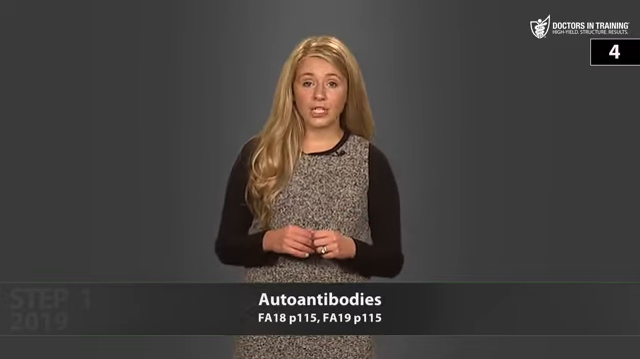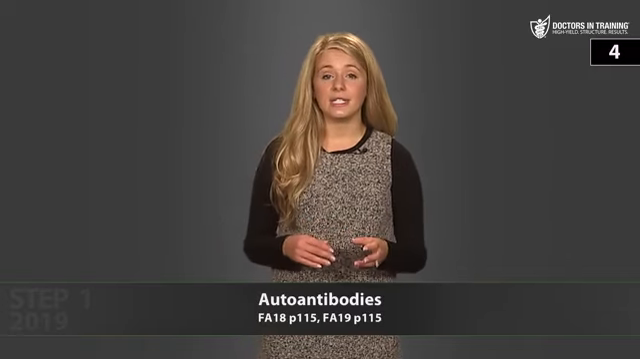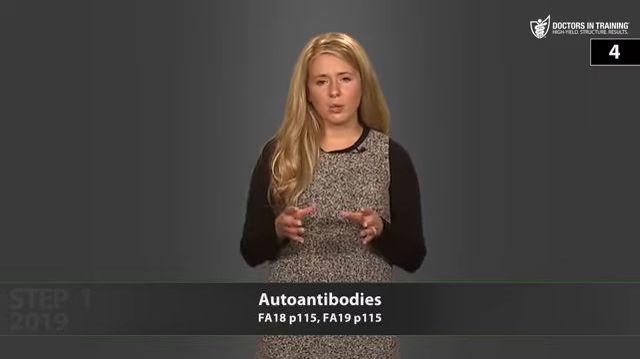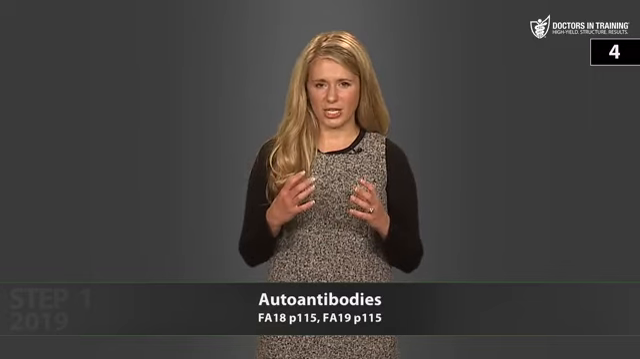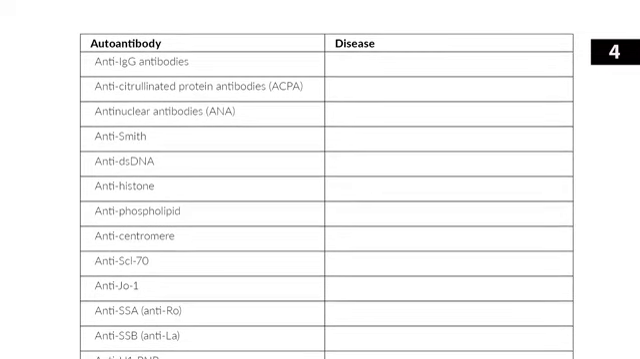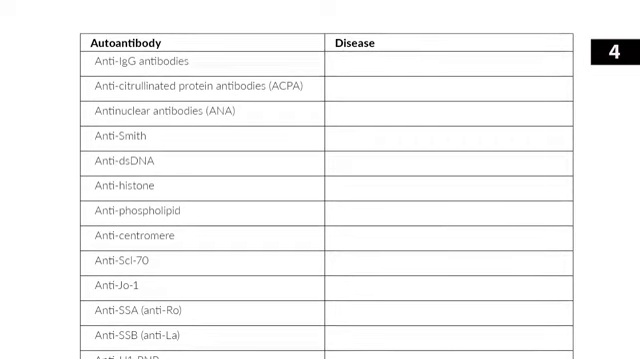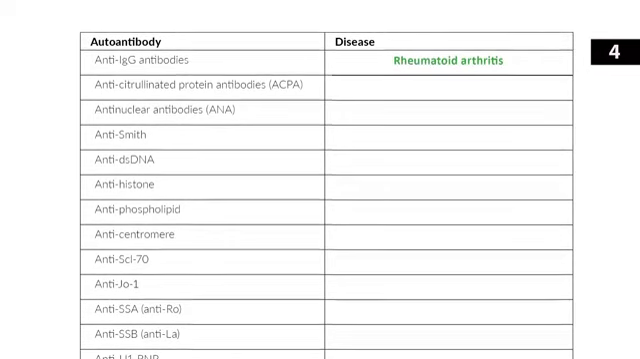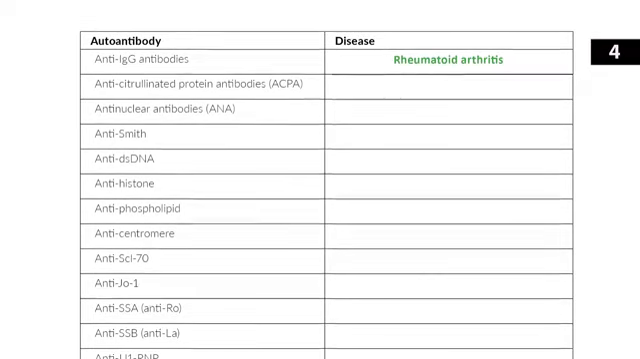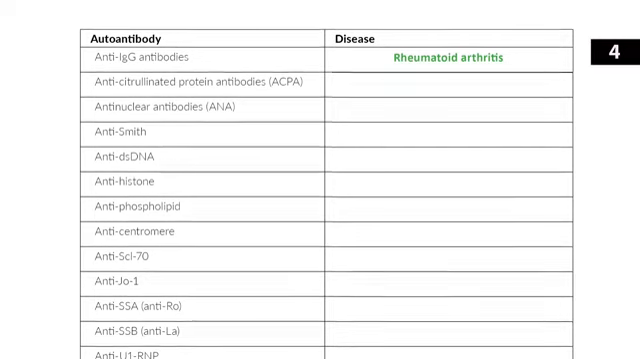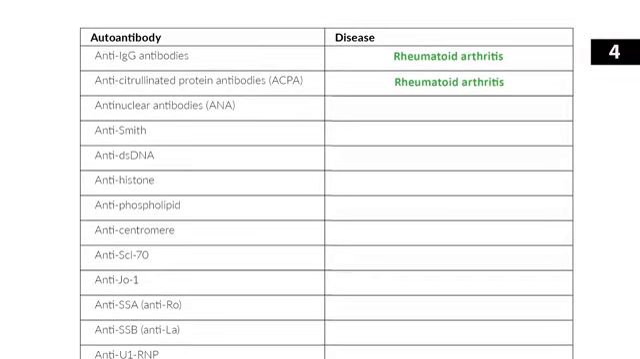So as we go through each of these, I want you to write down the disease associated with the antibody. I've kind of grouped them by organ system, which may help you keep them straight in your mind. The first one is antibodies against IgG. This is also called rheumatoid factor, which is associated with rheumatoid arthritis. The next one is anti-citrullinated protein antibody, ACPA, which is a little more specific for rheumatoid arthritis.